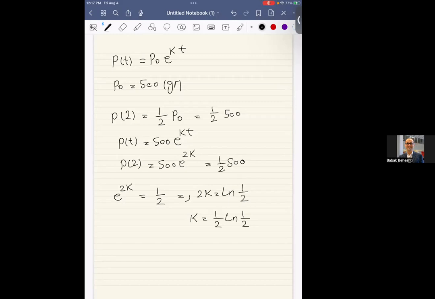So by the way, ln of 1/2, let me just write here. ln of 1/2 is minus ln of 2. You agree? Remember from the properties of logarithm? ln of 1/2 is minus ln of 2. So 2k is minus ln of 2. So that means k is minus 1/2 of ln of 2. Therefore, that is k. Now we know that the equation for the decay is 500 e to the power minus 1/2 ln of 2 times t.